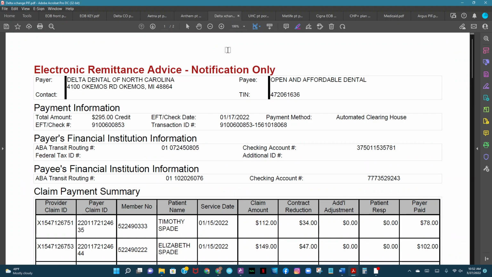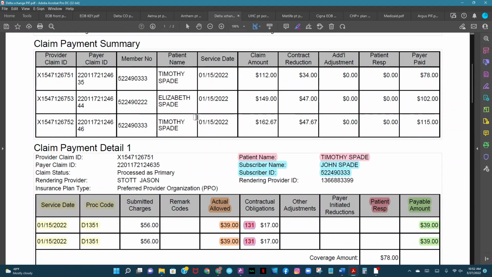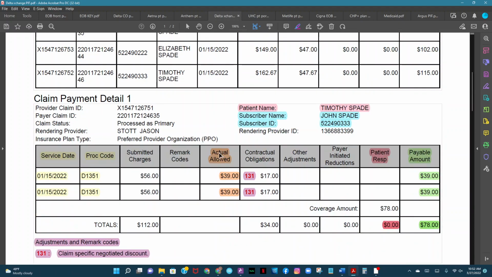Next, we're going to look here. This is from the exchange site. So we get a couple different types of insurance off of this site. Typically, it is the Deltas. So this is another Delta type of EOB, but there are other companies that we do get off of there. It just kind of depends on what your office is signed up for. Scrolling down here, we're going to see claim payment detail 1.